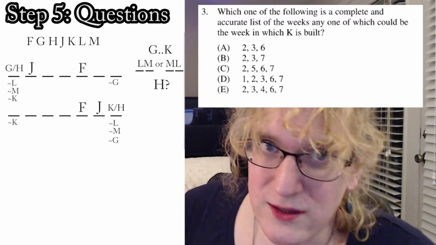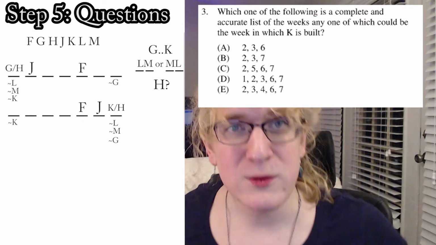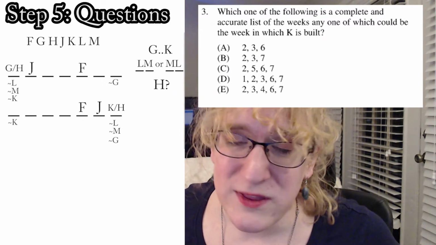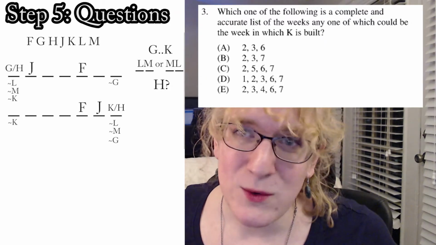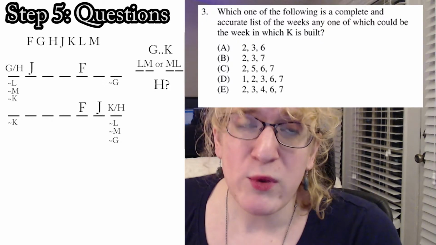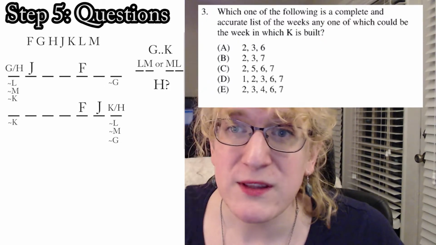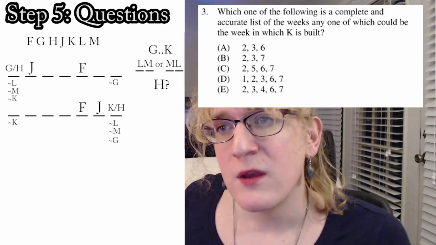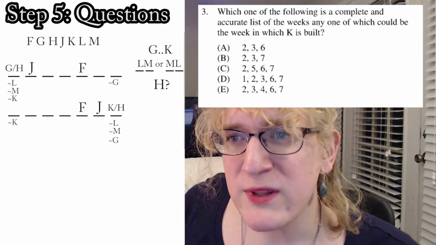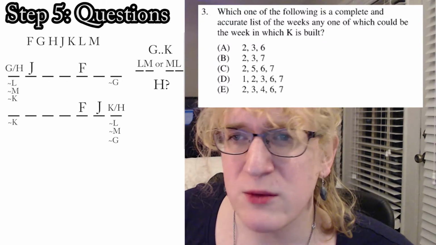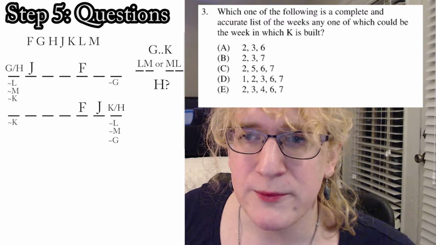Question 3. Now that we're done with question 2, our new sketch for question 2 with that new rule, we don't need it. That new rule isn't true anymore, but we can use it as an example of something that could be true. But we're moving on. Which of the following is a complete and accurate list of the weeks, any one of which could be the week in which K is built?